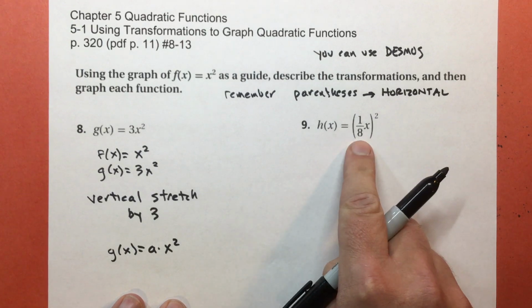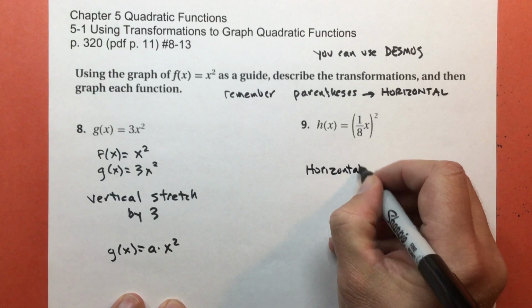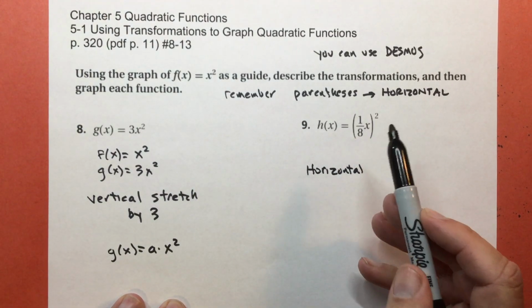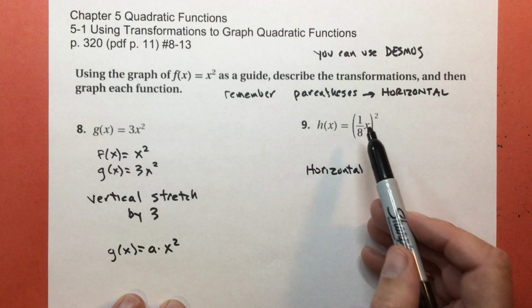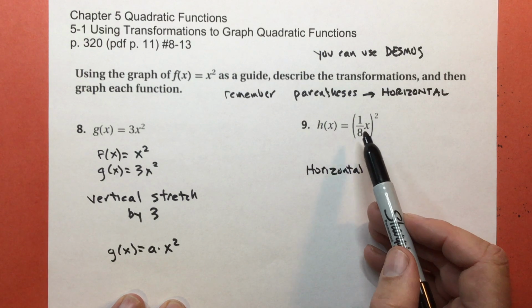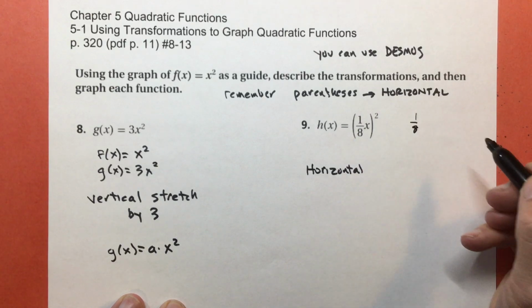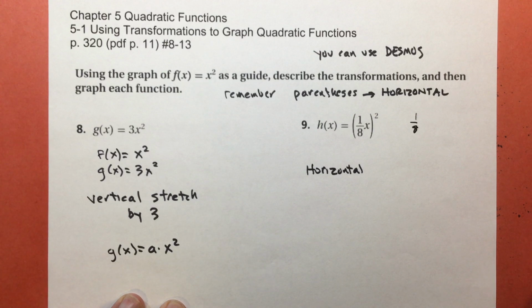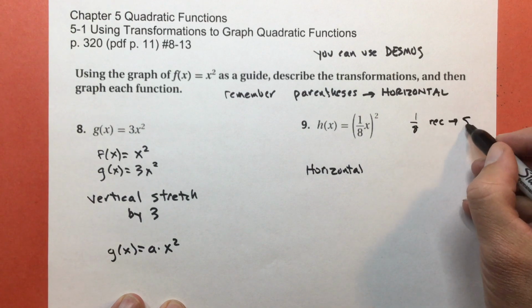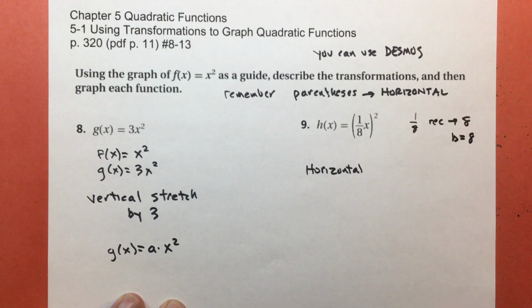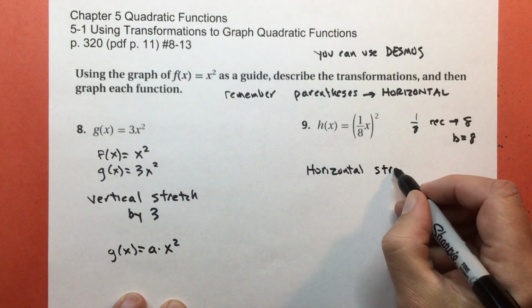All right, I said parentheses mean horizontal, so I know this is going to be horizontal. I don't see a negative, so it's not reflecting, and I'm not adding or subtracting anything inside the parentheses, so it's not a translation. I'm multiplying. That's a stretch or compression. But which one? This 1 over 8 is the reciprocal of my scale factor. So what's the reciprocal of this? The reciprocal of 1 over 8 is 8. So my b is going to be 8. Since 8 is bigger than 1, this is a stretch.